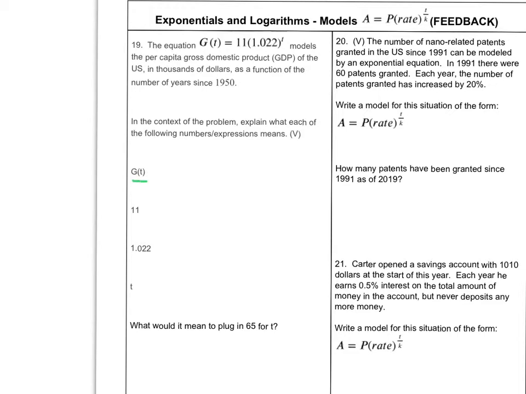So we're going to start with G of t. This would be the total based on this problem. So that would be the per capita GDP at year t. The number 11, that's my starting amount. That'd be the per capita GDP in 1950, because that's when we're starting. And just to be clear, that would be $11,000, because we're talking about thousands of dollars.